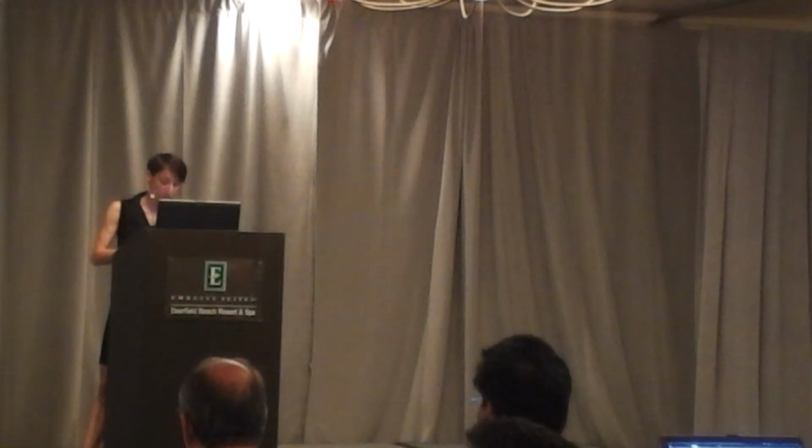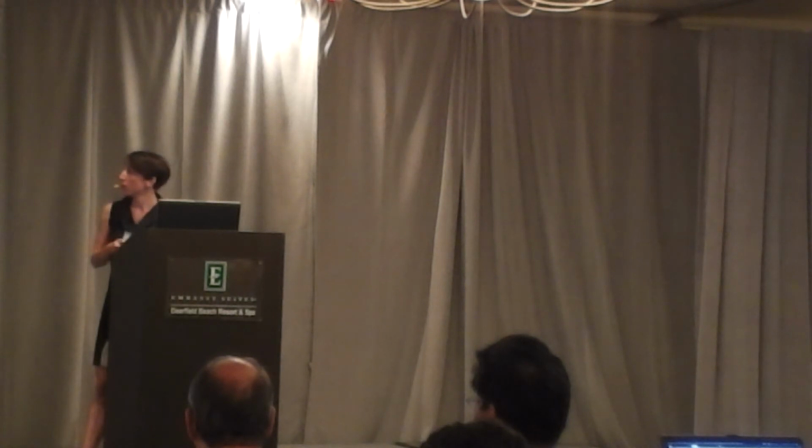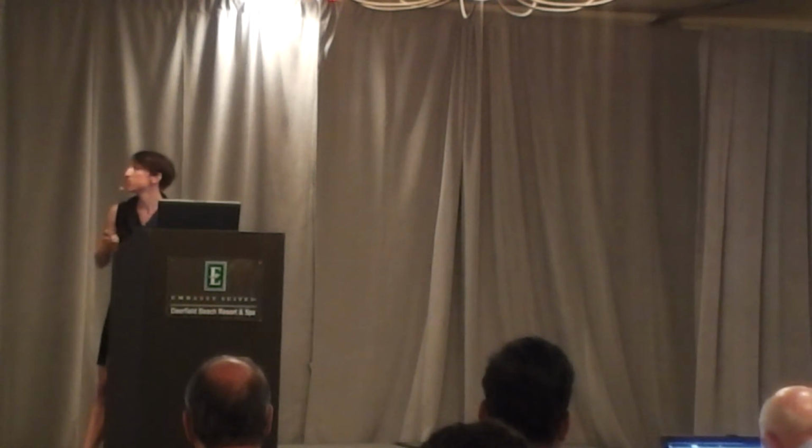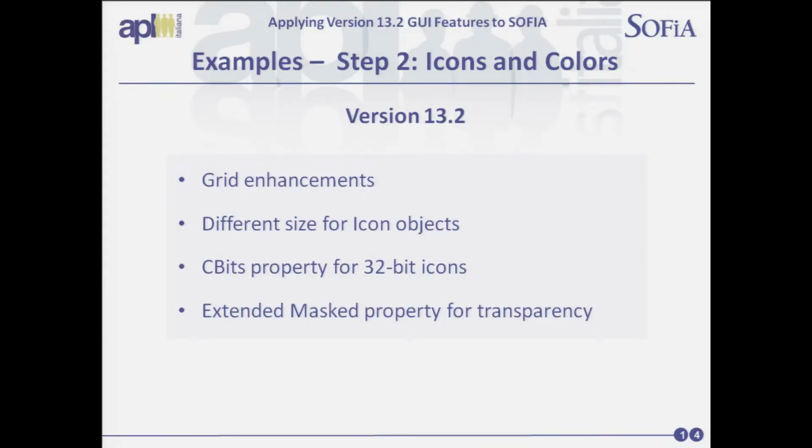And the second step in the renewal of our GUI was the renewal of our toolbar, and in general of all the icons and colors of the software. And clearly this is just a graphical step, but it was possible thanks to the fact that version 13.2 came with a lot of graphical improvements, for example, grid enhancements, or different sizes for icon objects, or extended mask property, and so on. And thanks to this graphical improvement, we could play with icons and colors with much more freedom.